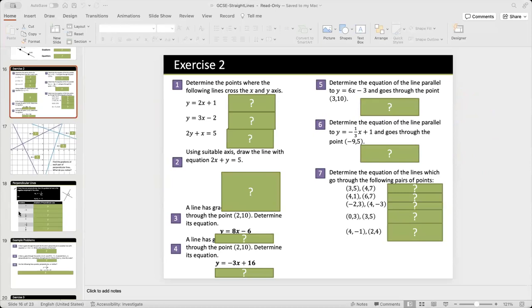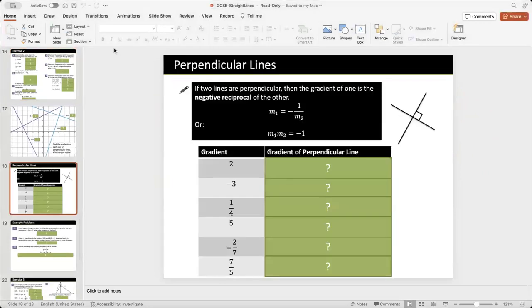So the final one we're going to do is perpendicular. When they are perpendicular, it means that they are at right angle to each other. That means that their gradient is the negative reciprocal. So for example, if they give you one gradient, you have to find the gradient of the other one. It's going to be minus 1 divided by the one given. So when you multiply the two gradients together, it's going to be minus 1.